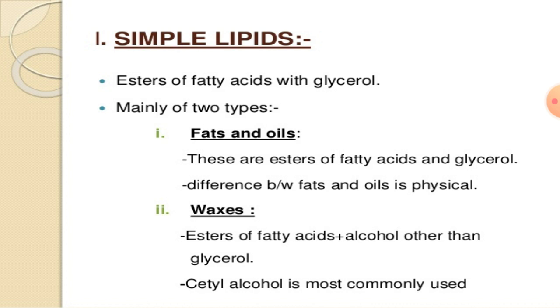The first type of simple lipid is fats and oils. Fats and oils are also called triglycerides. These triglycerides are esters of fatty acids and glycerol. The difference between fats and oils is physical. Fats and oils include simple triglycerides and mixed triglycerides.